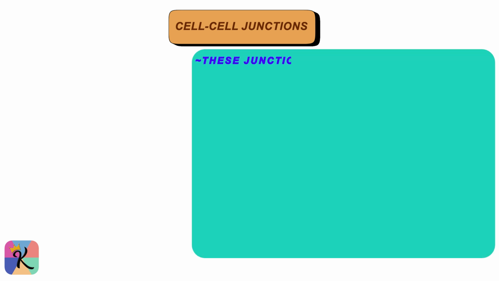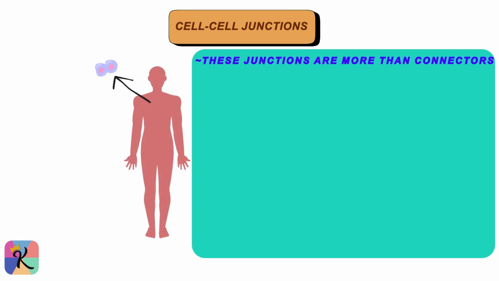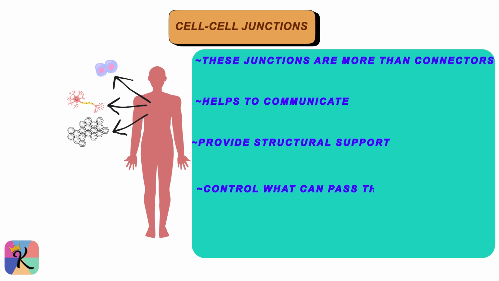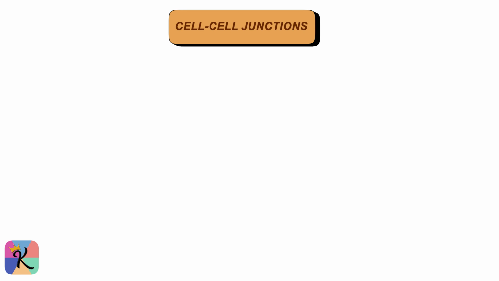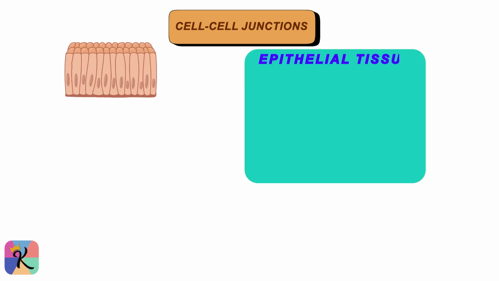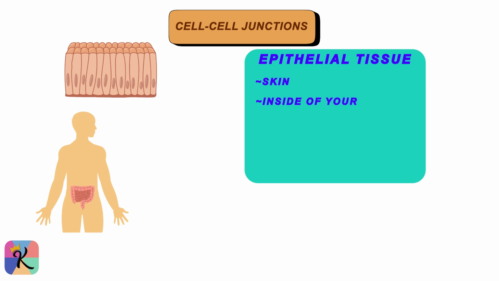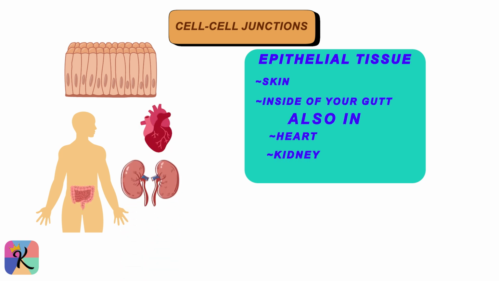These junctions are more than just connectors. They help cells communicate, provide structural support, control what can pass between them, and even act as barriers when necessary. You'll mostly find these cell-cell junctions in epithelial tissues, which line surfaces like your skin or the inside of your gut, but they're also present in organs like the heart, kidneys, and liver, ensuring everything stays in place.